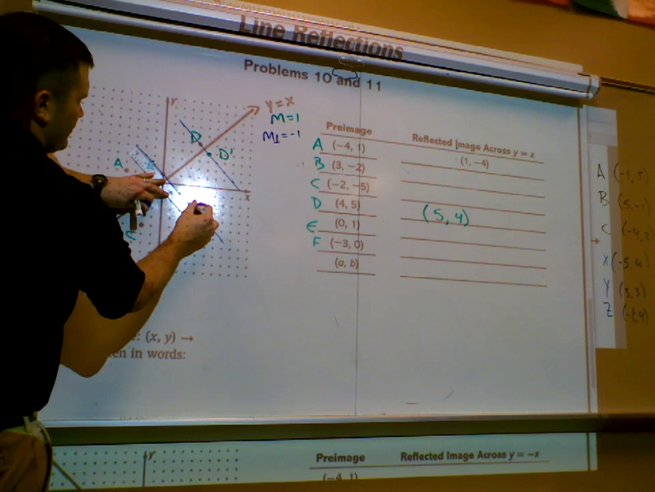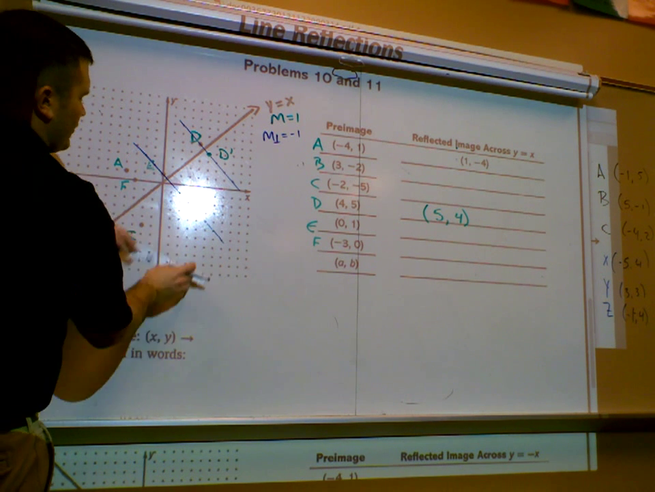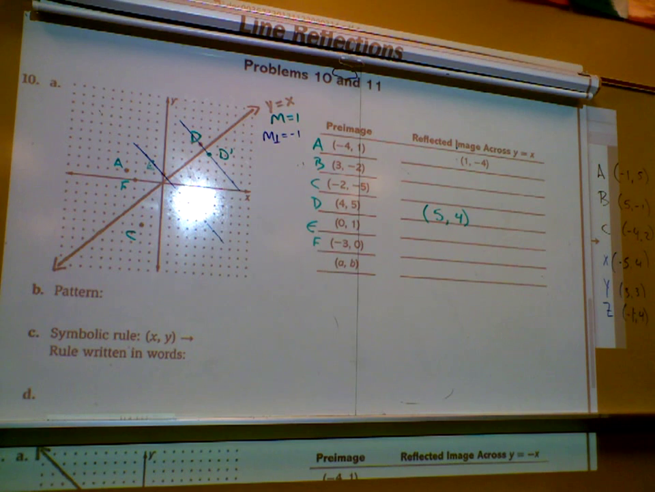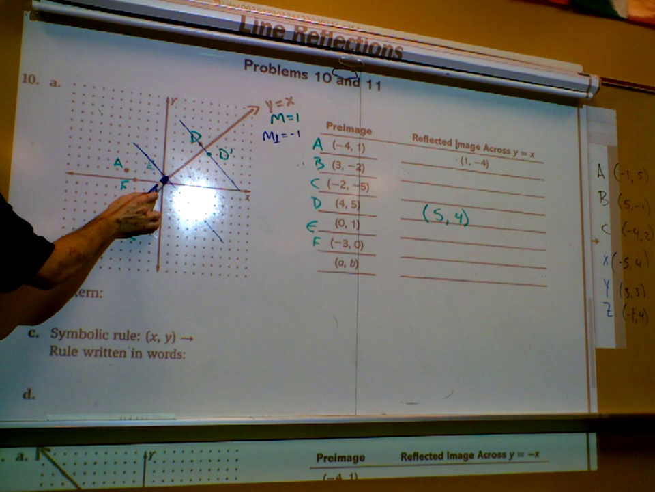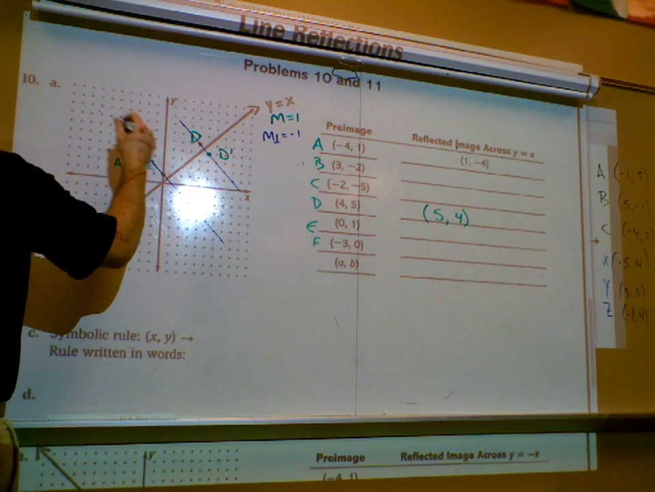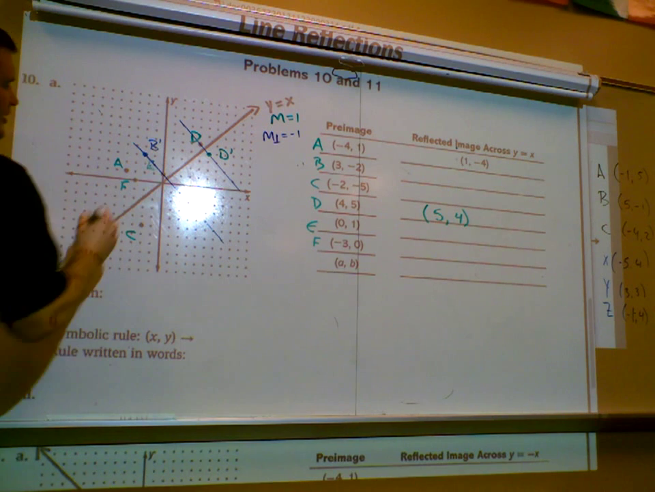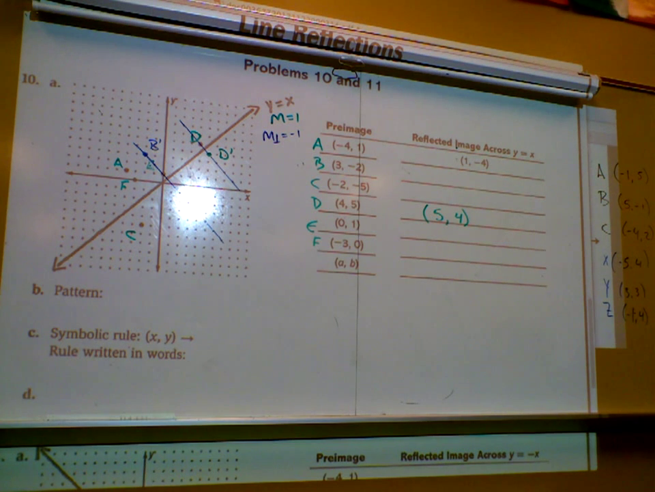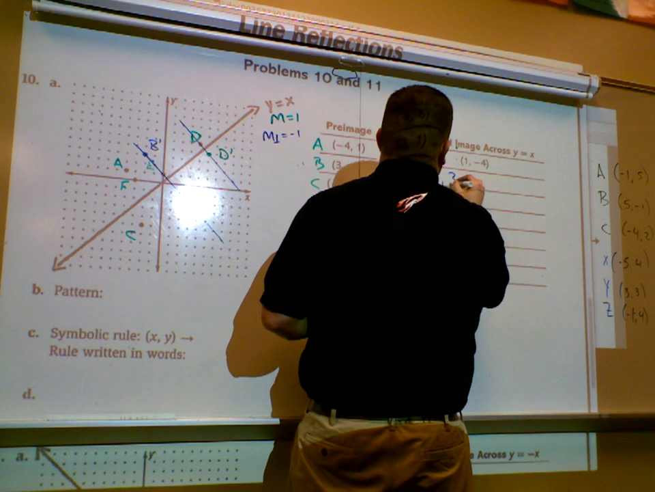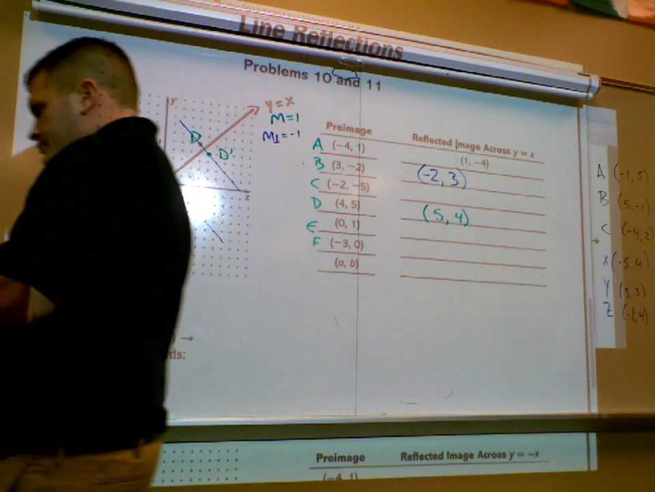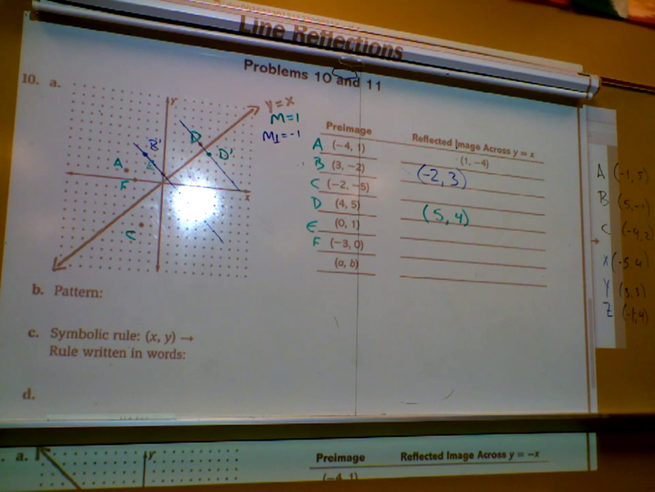My line is a little bad. There we go. Alright. So now B is 1, 2, 3 dots from the line, right? So that means if I want to find where B prime is, I go 1, 2, 3. So B prime is right there. What are the coordinates of B prime? (-2, 3). Does that make sense, Rebecca?